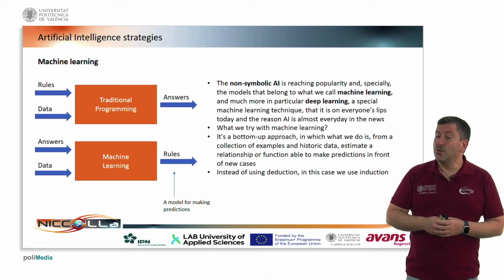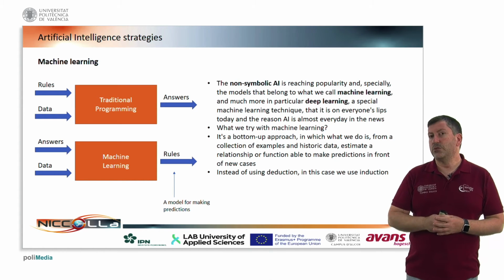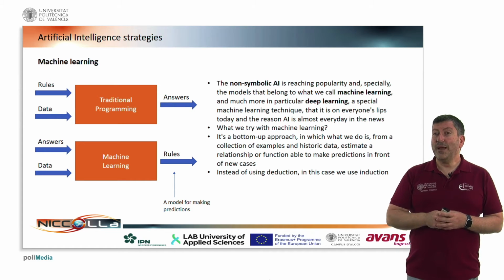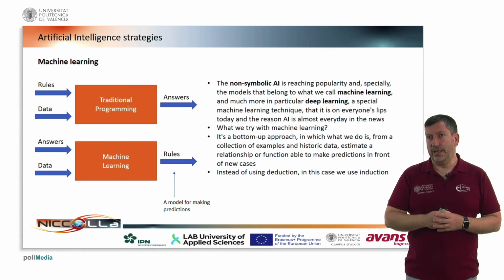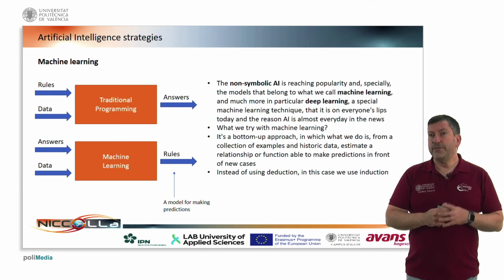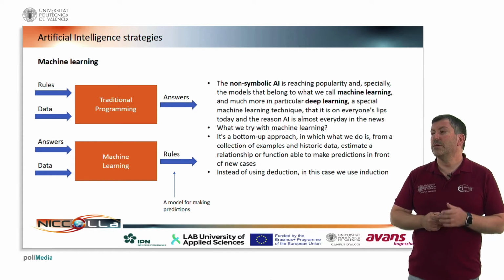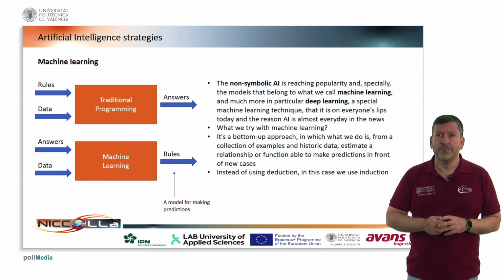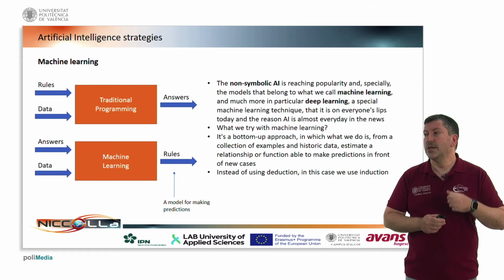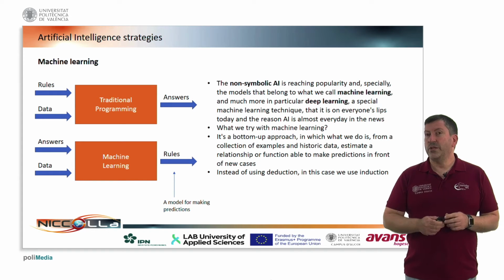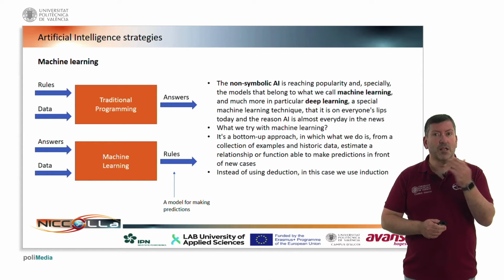So the idea is that with a large collection of examples we are able to get these rules, okay? So somehow we estimate, in front of new cases, whether this patient is going to have COVID or not, okay? So the idea is to get a model from a collection of examples in order to make predictions. This is what we call machine learning. And as you can see, we use what we call in logic induction.